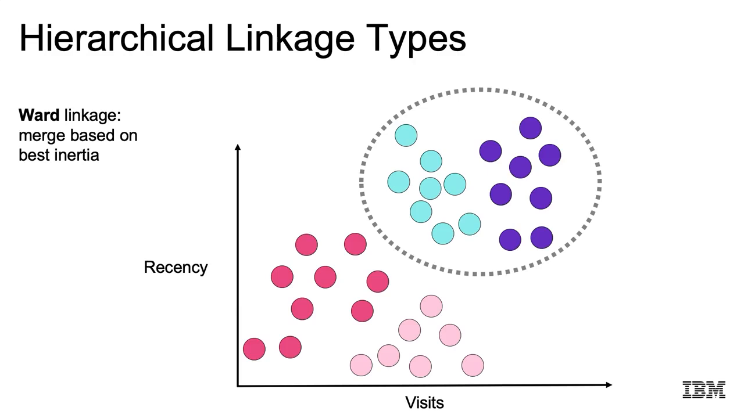And again, the pros and cons of Ward will be similar to the average in that they will balance out both the pros and cons of the min and max linkage.